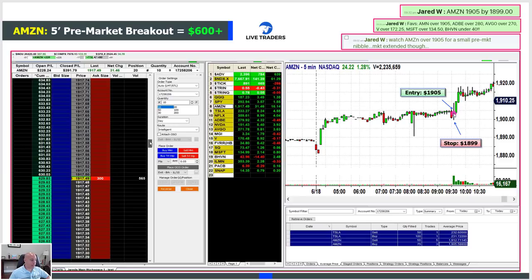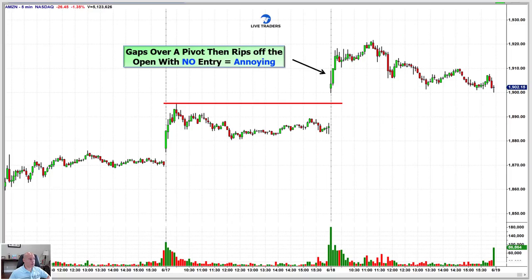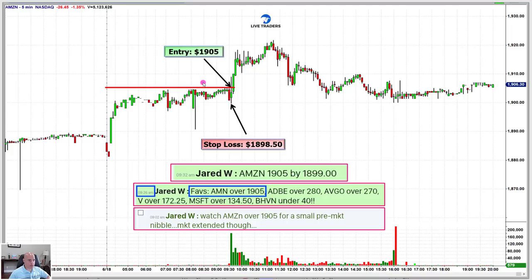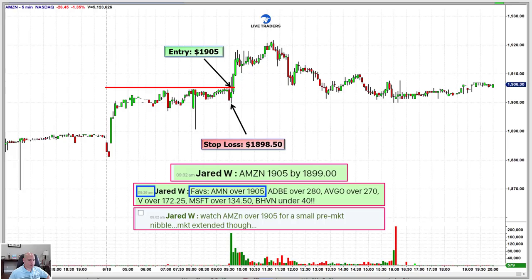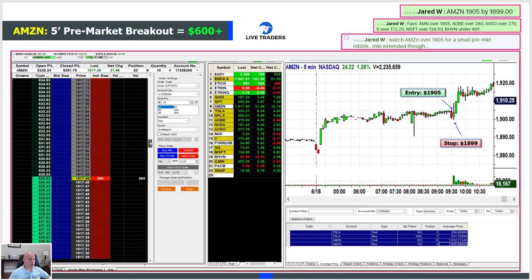And guess what? You wouldn't have had any entry whatsoever because it did that off the open, right? As soon as the market opened, Amazon just ripped. Left a topping tail, so maybe you find a little one-minute buy side, but there's no entry here. So if you didn't look at the pre-market chart, you would have never seen this. But it's a really good breakout. Now remember, I'm going to go back a couple slides for a second. I'm looking for stocks that not only have a good gap, but are doing above average pre-market volume. So the Amazon trade is doing that above average pre-market volume that I'm looking for. There's institutional commitment here. So this is a viable breakout. Okay, and I ended up making pretty good money on this.